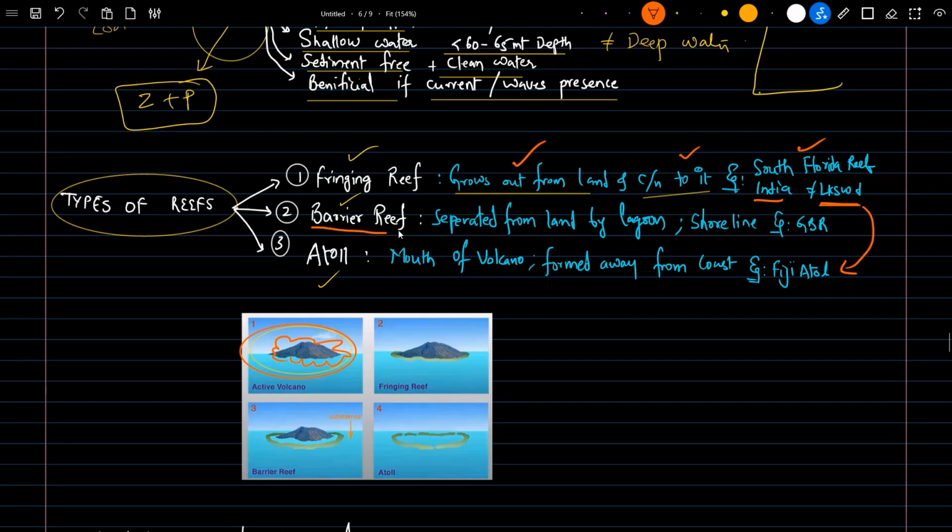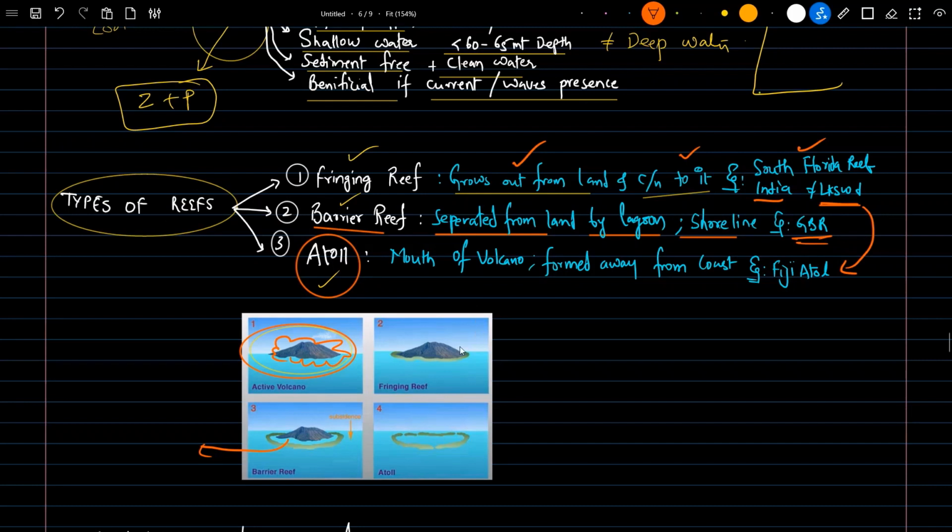The next type of reef is the barrier reef. It is basically separated from the land by a lagoon. It is basically around the shoreline. See, there is a lagoon which separates this barrier reef from the land. The popular example is the Great Barrier Reef.